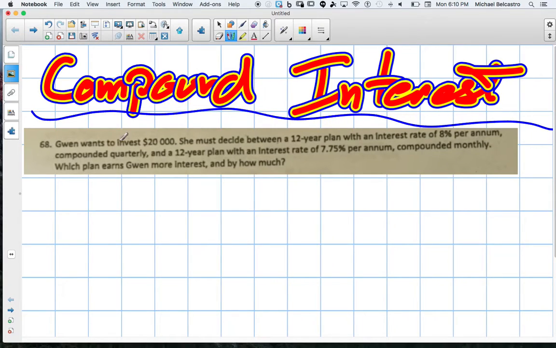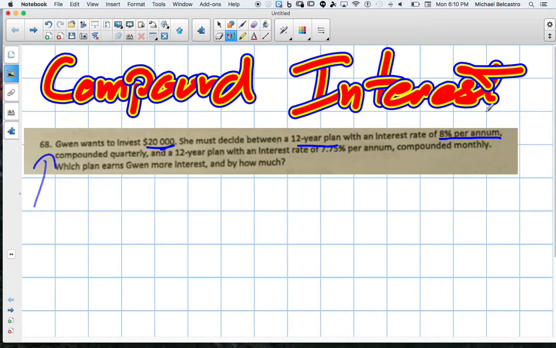So we're going to look at compound interest. So we've got a question here. Gwen wants to invest $20,000. She must decide between a 12-year plan with an interest rate of 8% per annum. So that's once every year. That's what per annum means.